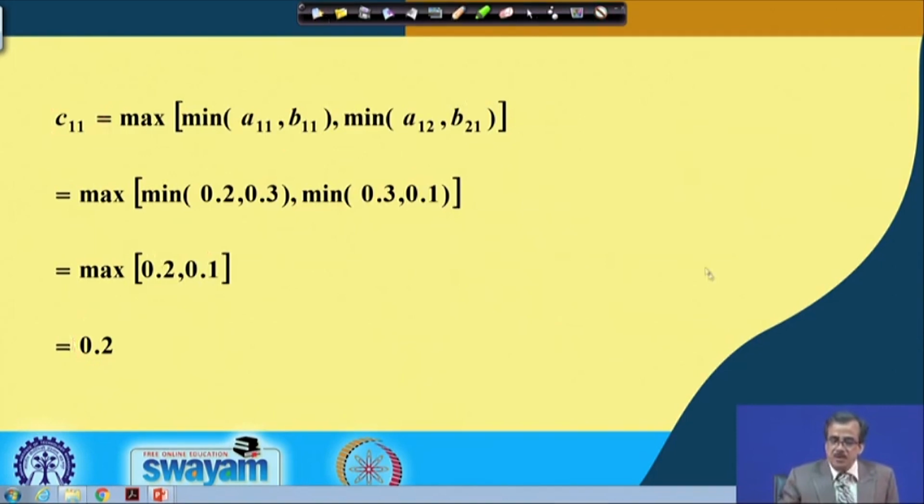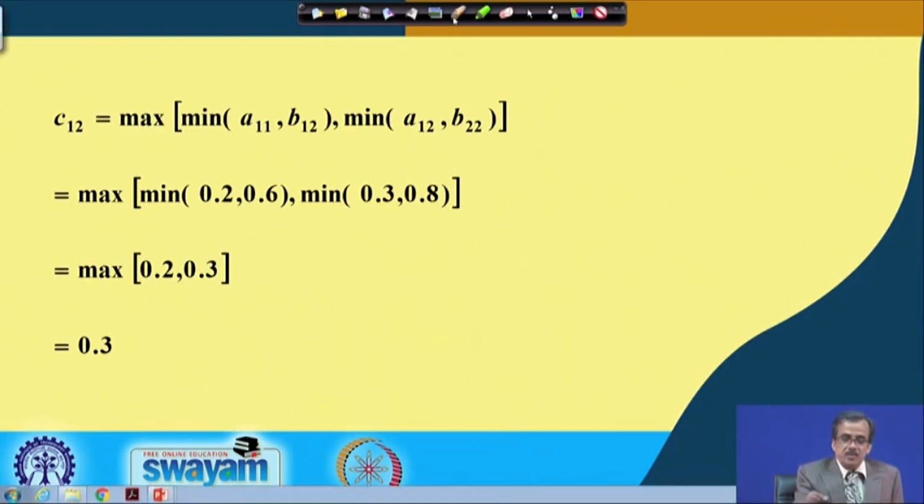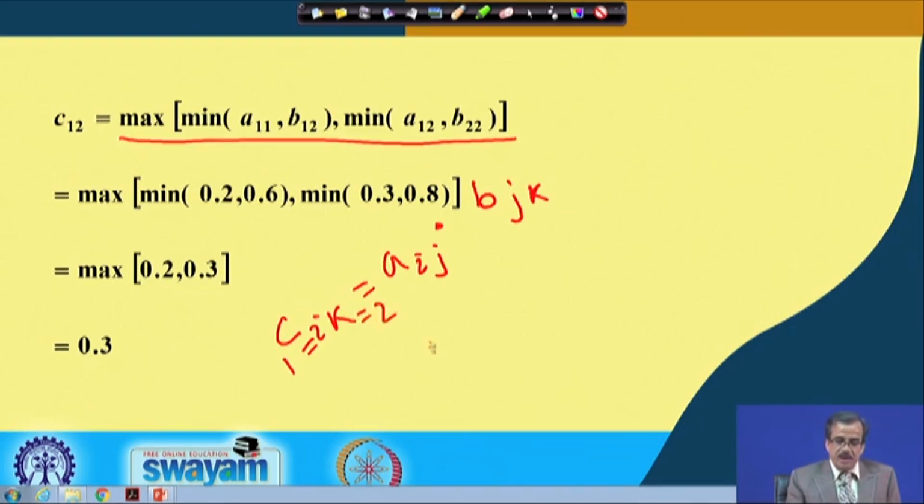Following the same procedure, I can also find the other elements of this matrix. For example, C12, and let me derive this once again. What does C12 mean? If I write down C_ik is A_ij composition B_jk, the moment I write C12, i equals 1 and k equals 2, and once again j will vary from 1 to 2.